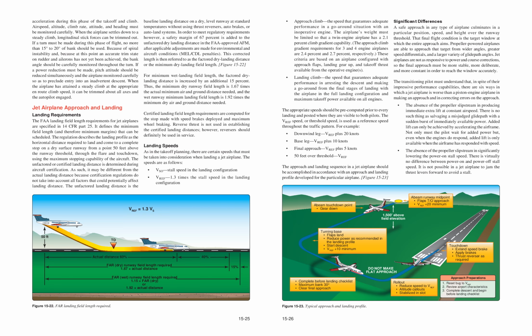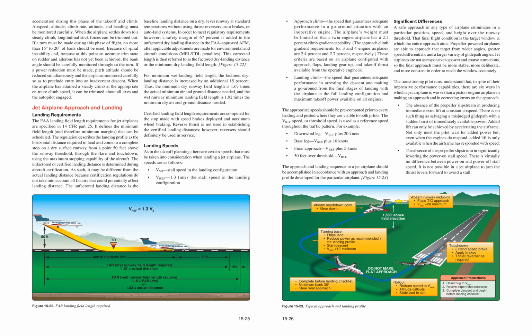If a power reduction must be made, pitch attitude should be reduced simultaneously and the airplane monitored carefully so as to preclude entry into an inadvertent descent. When the airplane has attained a steady climb at the appropriate en route climb speed, it can be trimmed about all axes and the autopilot engaged.